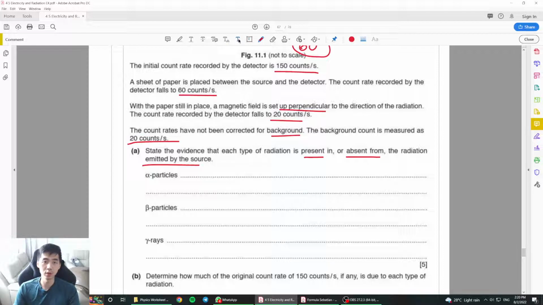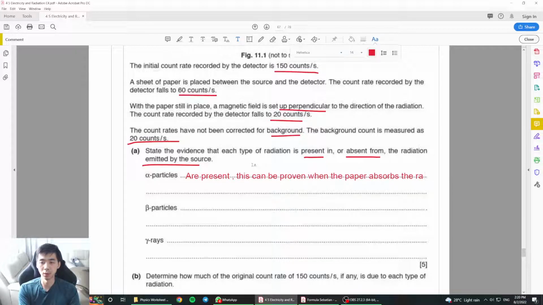Obviously, first and foremost, I'm going to say that alpha particles are present. This can be proven when the paper absorbs the alpha radiation and drops the count from the detector from 150 to 60, somewhere around there.